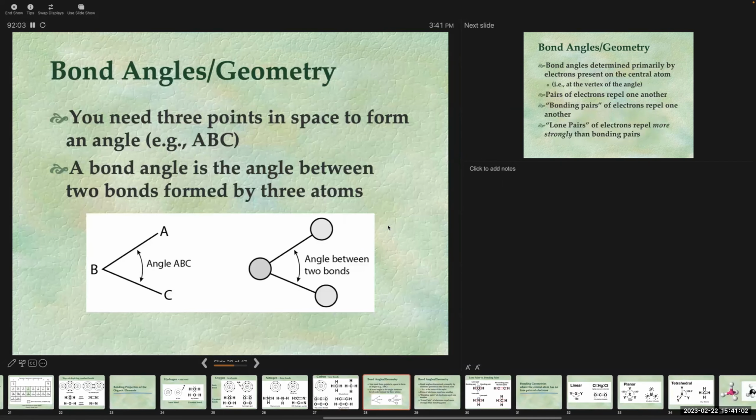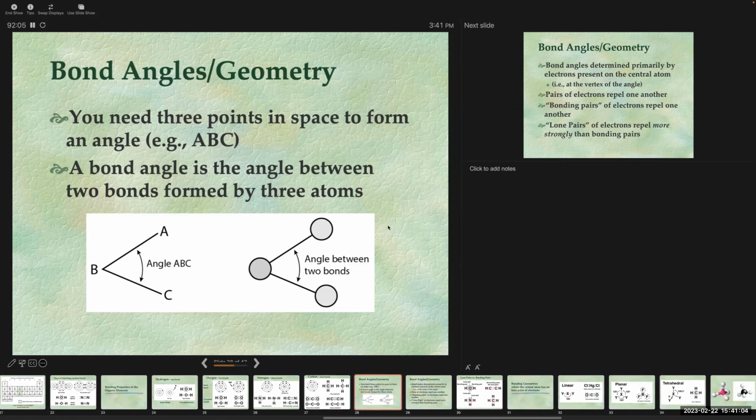Right, the other thing I want to talk about is the geometry of these bonds, because this is going to dictate the 3-dimensional arrangement of the different atoms in 3-dimensional space. So if you think back to some basic geometry from high school, probably even before that, in order to create an angle, you really need a minimum of 3 points.